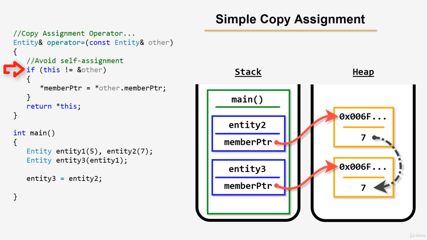Firstly, we do a check if this, which will fetch the current object's address, is not the same as the other object's address. We don't want to do unnecessary computation, right? So first we do a check to avoid self-assignment.